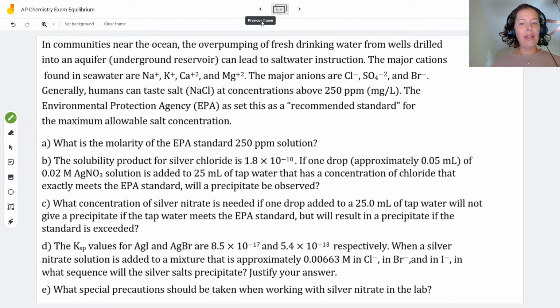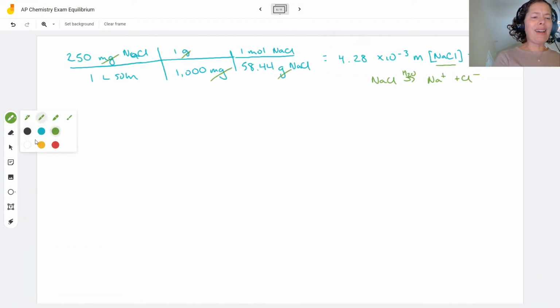Okay, that was part A. So part B, the solubility product. Okay, so we've got the solubility product. We've got a number here. We've got a volume for this one drop. We've got a concentration for the silver nitrate. So this is the concentration of the drop of silver nitrate. We are adding it to this 25 milliliter sample of tap water. Now, there are two ways to do this. I'll start with kind of the longer way, and then I'll show you the shorter way.